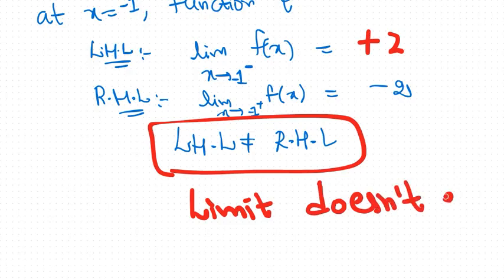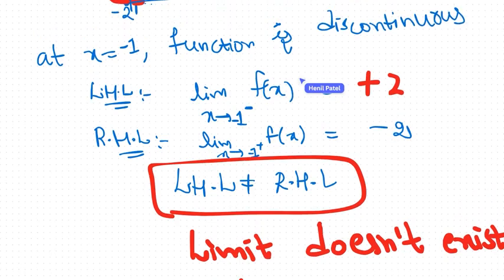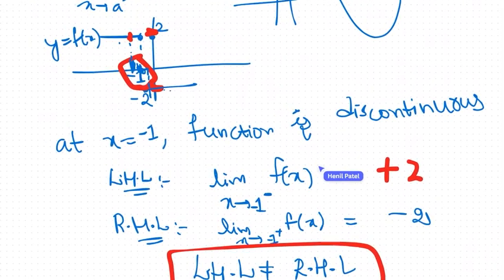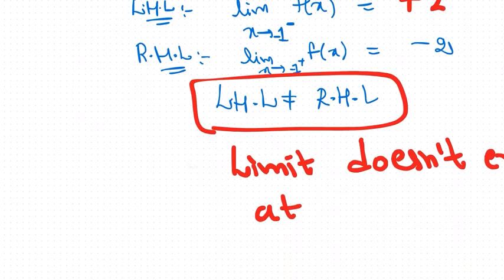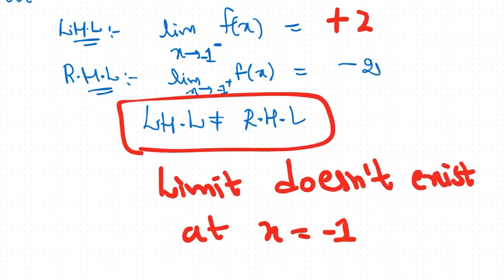Okay? Exist at where exactly? So it exists at this point. At x is equal to -1, the limit does not exist, because LHL is not equal to RHL.